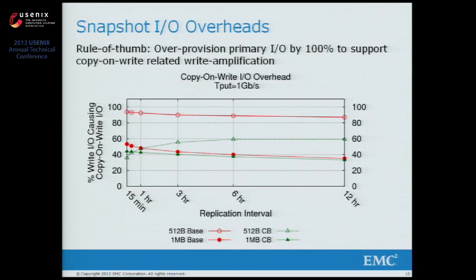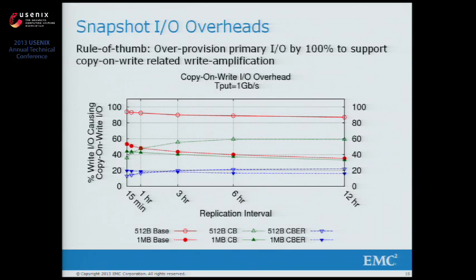So now with our improved snapshotting technique, we've lowered the I/O overheads. And when the change block with early release lowers them even further, the I/O overheads are as low as about 20%. And I want to point out an anomaly we found in this study.